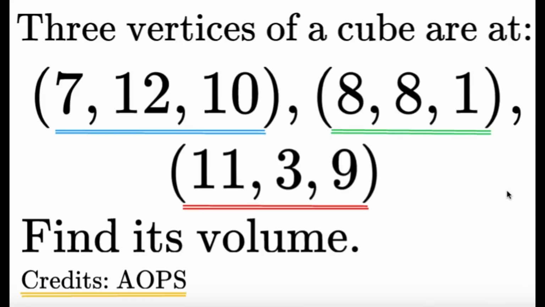Three vertices of a cube are at the following coordinates in 3D plane: 7, 12, 10, 8, 8, 1, and 11, 3, 9. Find its volume. Credits to the Art of Problem Solving community for this item.